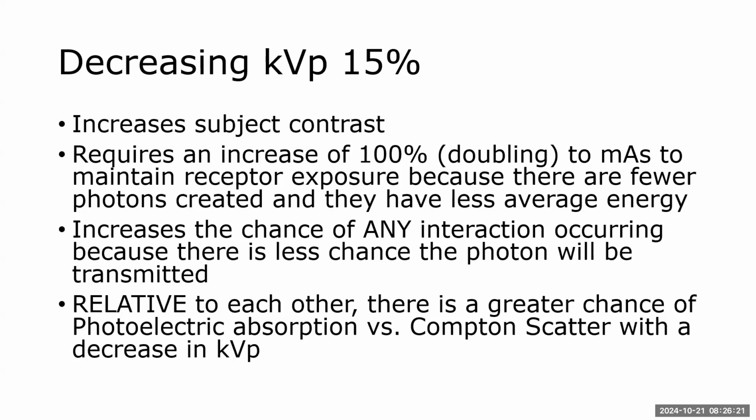When we decrease kVp, it increases the chance of any interaction occurring because there's less chance that the photon's going to be transmitted. There's a greater chance that it will be absorbed with the decrease in kVp. It's not going to have as much energy. It's not going to have as much ability to make it through the patient as the higher energy photons do.